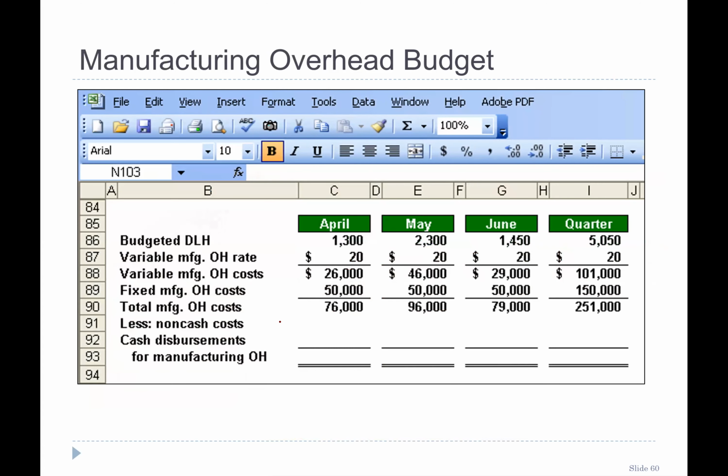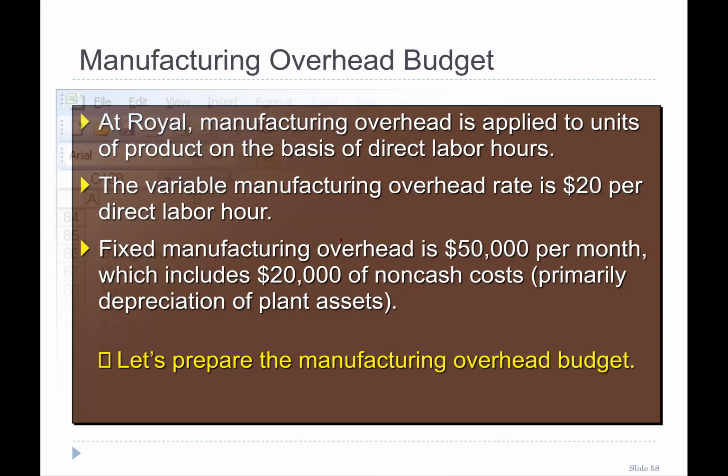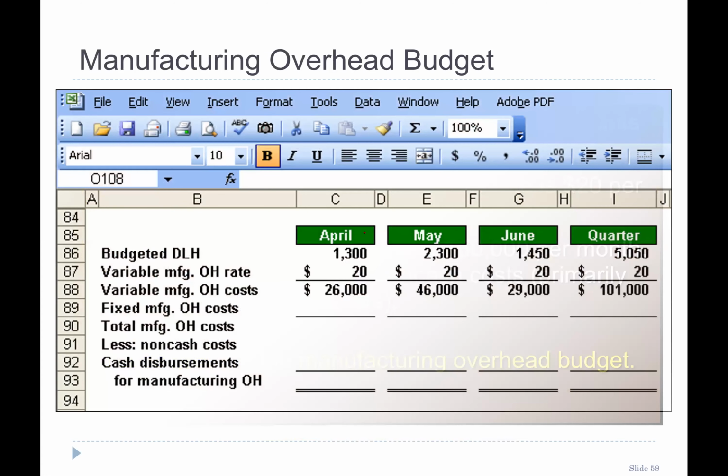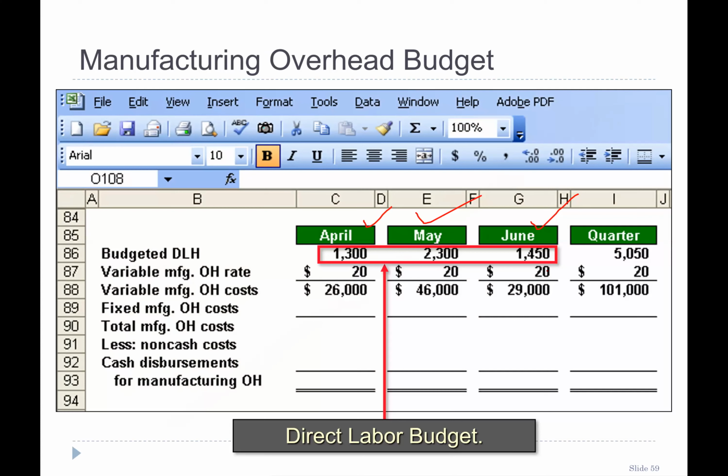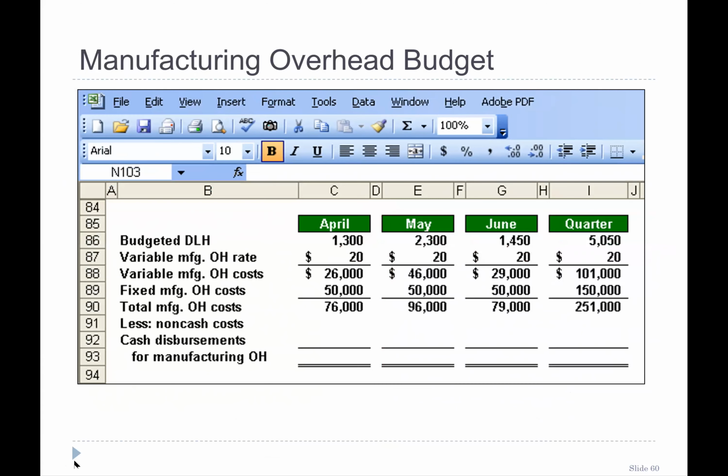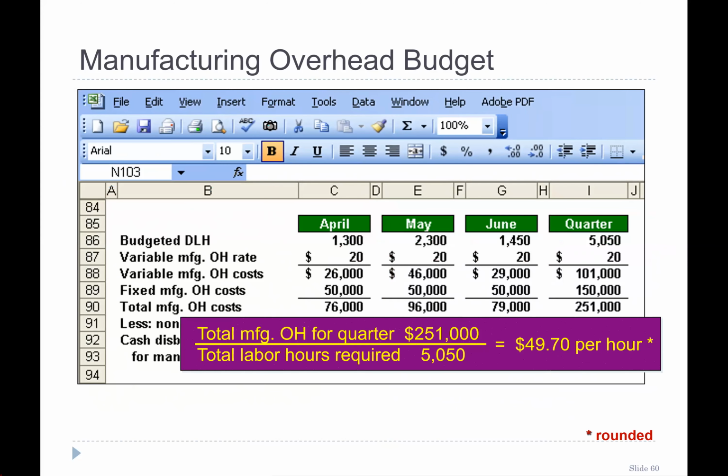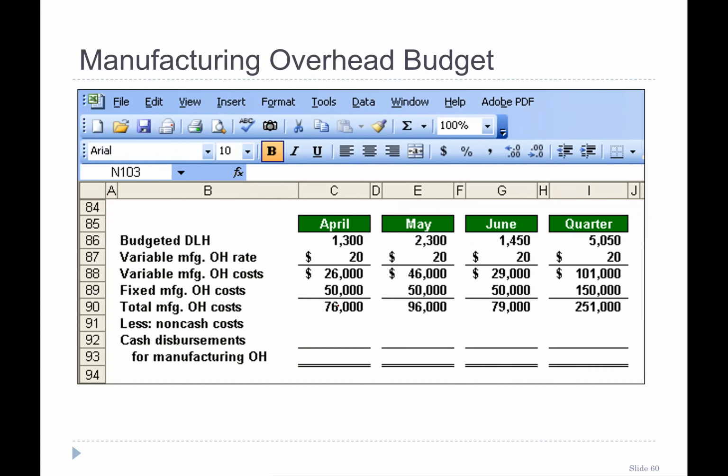no. So we subtract the non-cash expense, which is 20,000, right? Yes. It means per month fixed expenses are 30,000. So you multiply the direct labor hours with the manufacturing overhead rate of 20, and you find the variable manufacturing overhead, plus 30,000, which is 50,000 minus 20,000. The answer, excluding the non-cash expense, would be 56.